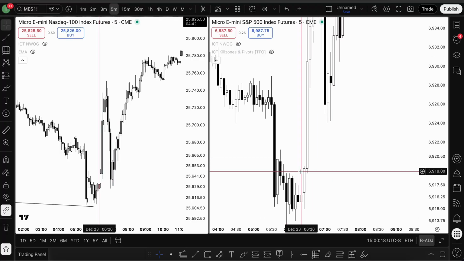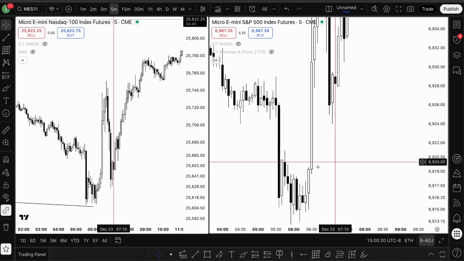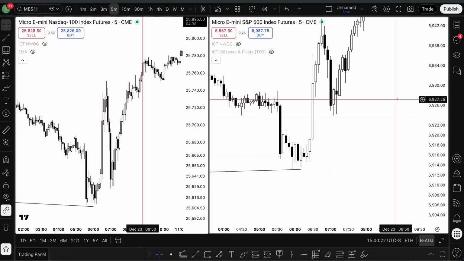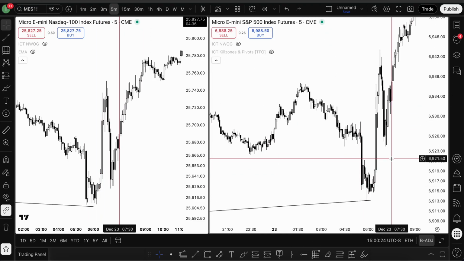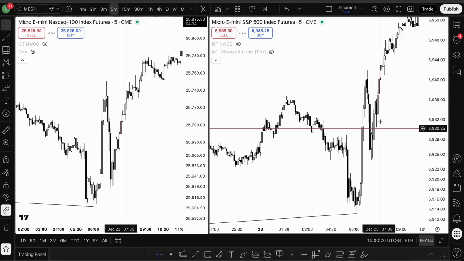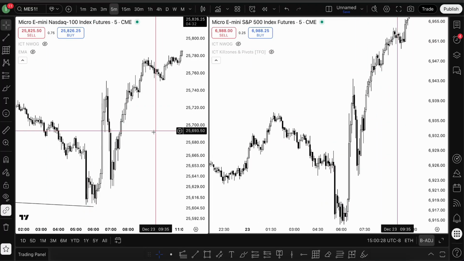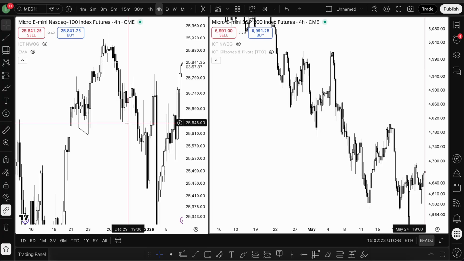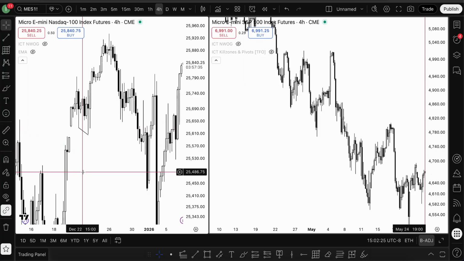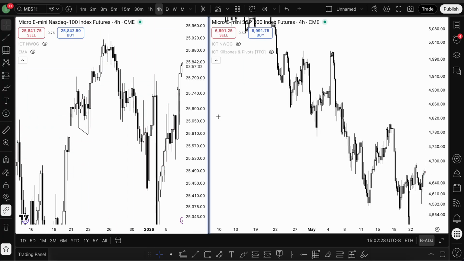So New York opens right about here, and as you can tell, we went a lot higher on ES, and then we just continued higher and we went bullish all day. That was the in-chart example. Hope that made sense, and that's what SMT is.